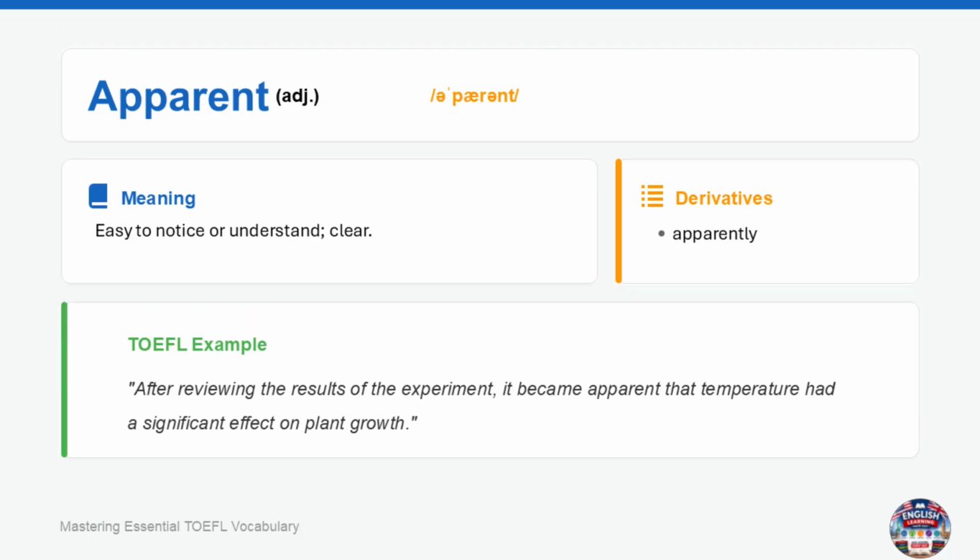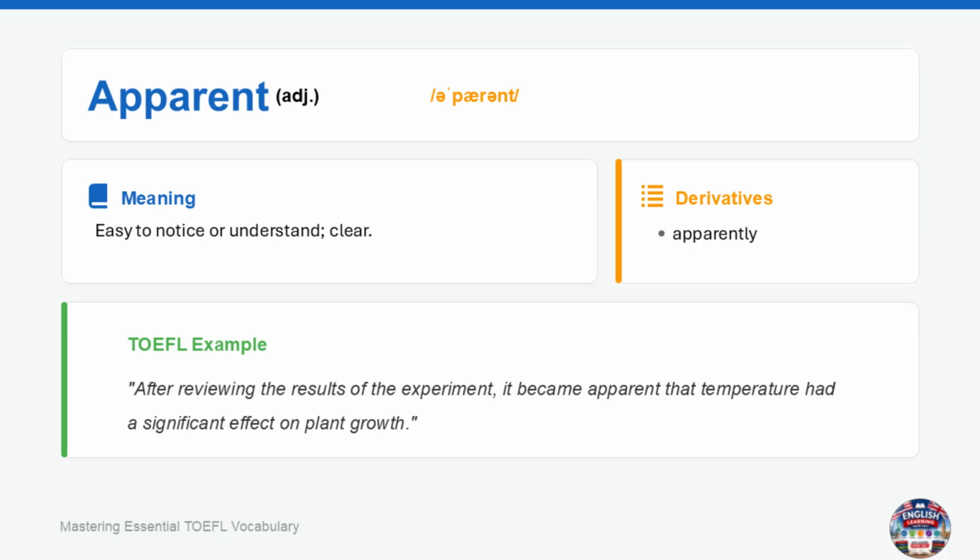Exactly. Our second word is apparent. Listen carefully. Apparent. Very good. Apparent means easy to notice or understand, clear. So if something is apparent, anyone can easily see or understand it. That's right. Listen to this example. After reviewing the results of the experiment, it became apparent that temperature had a significant effect on plant growth.